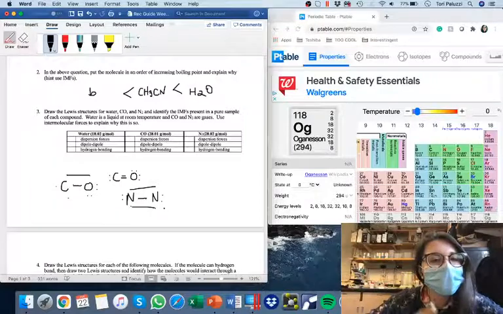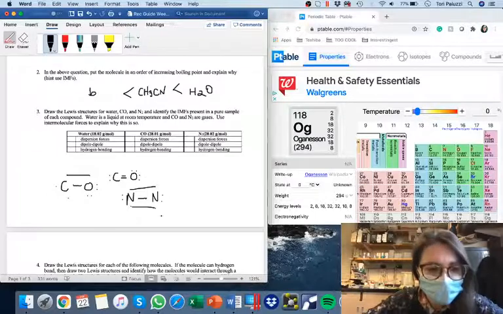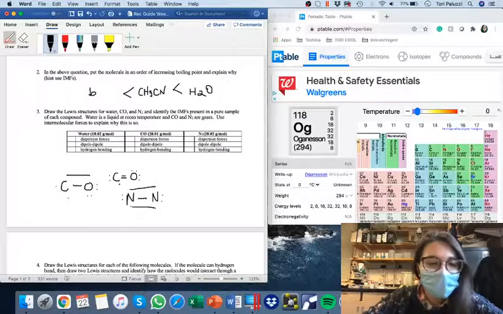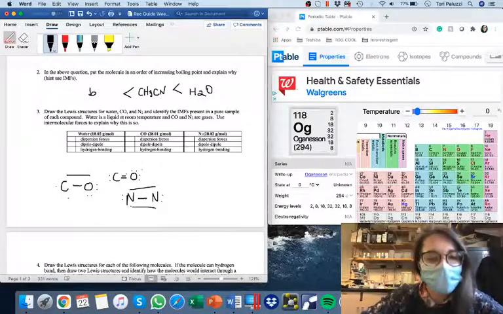Just so anyone who's asking, how do you know how many bonds to draw? You just want to make sure each has 8 electrons in total, and that includes sharing. Sorry, I thought the line drew and it did. So that's how they'll look.